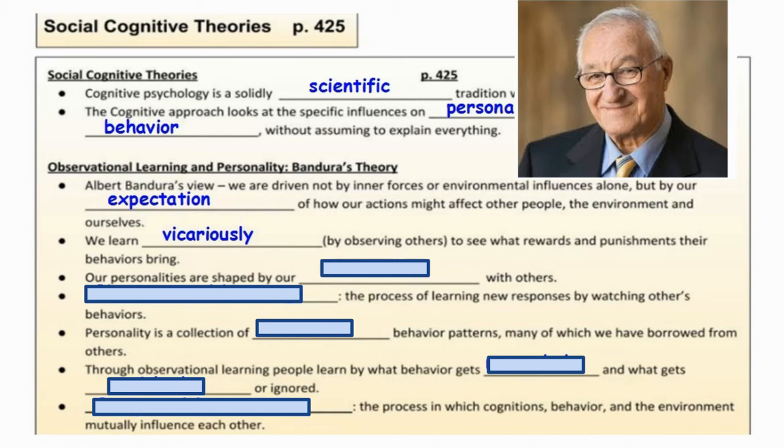So if you have siblings, you're always watching your older sibling to see what's going to be punished or what's not going to be punished as far as behavior. Our personalities are shaped by the interactions that we have with others. This encompasses this whole idea of observational learning, the process of learning new responses by watching others' behaviors.